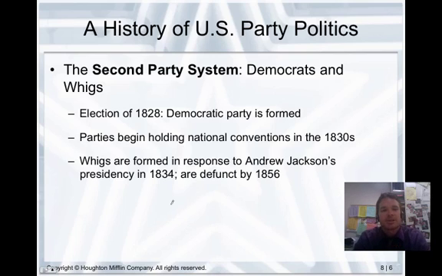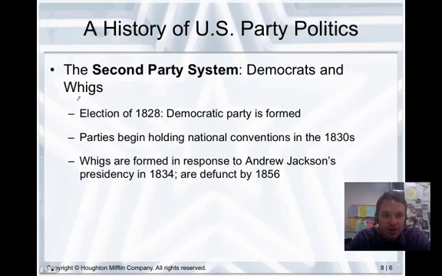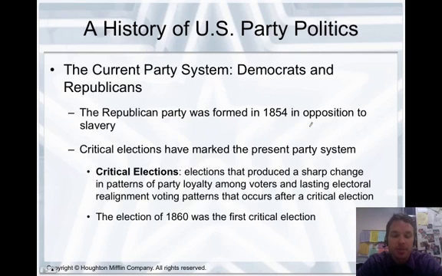Second party system, going back to the slide before: eventually the Federalist Party goes away and the Democratic Republicans split. Eventually we see the creation of the Whig Party and the Democratic Party, and then a couple of elections go by with that system. Then the Republican Party is created in opposition to slavery. They replace the Whig Party, leaving the Democratic Party and the Republican Party, which is what we have today.